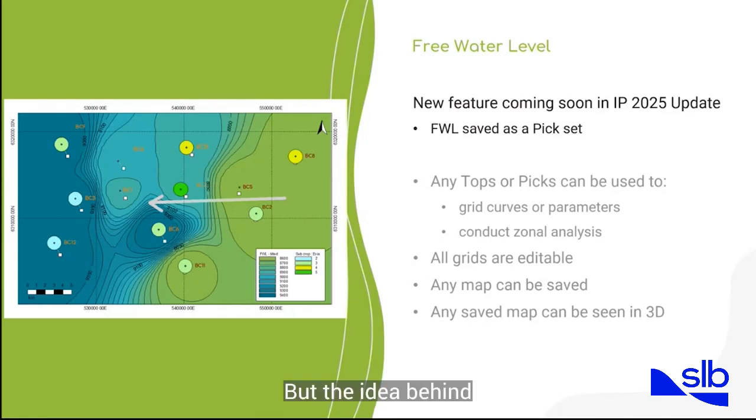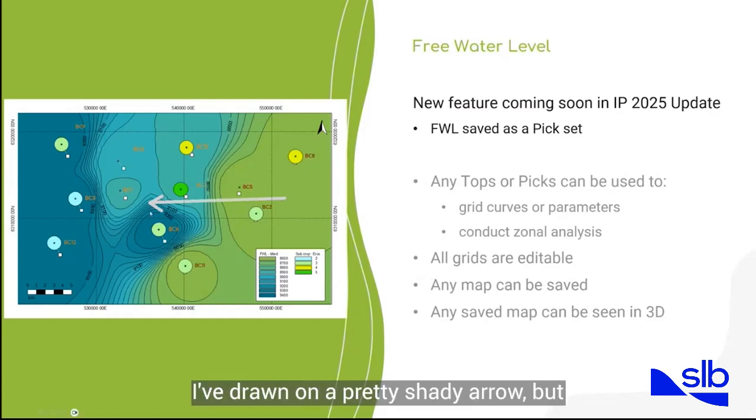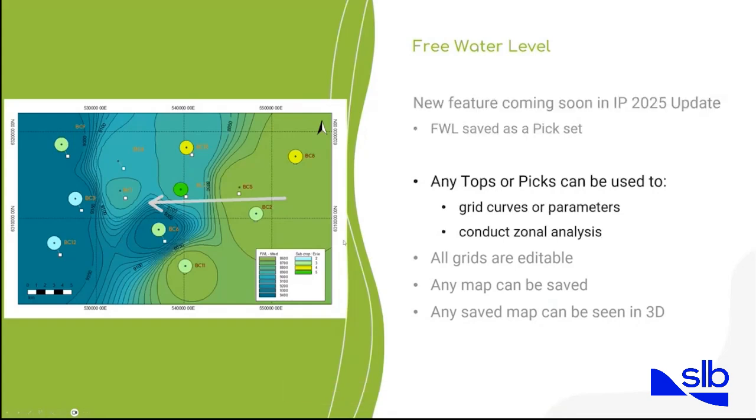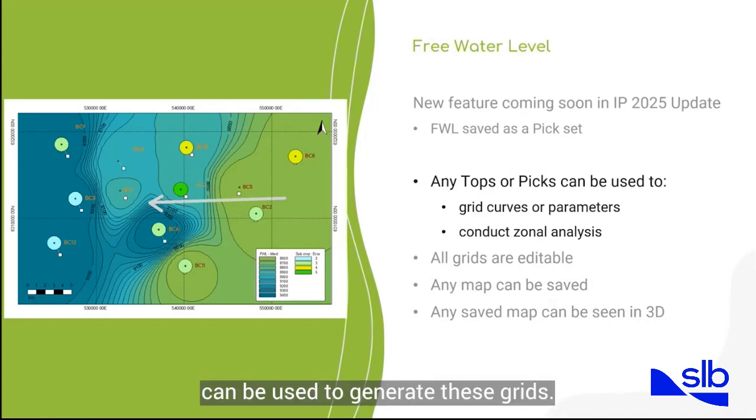But the idea behind being able to generate just a structural surface from a pick to highlight whether it's a tilted free water level or any kind of, a top Viking or top Permian or anything like that, you're able to do that. And you can see I have drawn with lines here, I've drawn on a pretty shady arrow, but it's there for me to see I have a trend here. All right, so again, any kind of pick or top can be used to generate these grids.